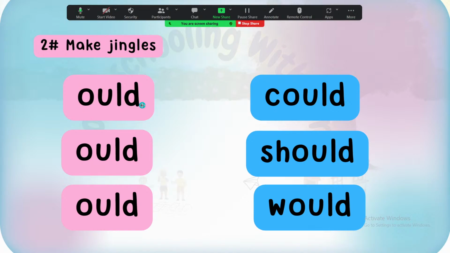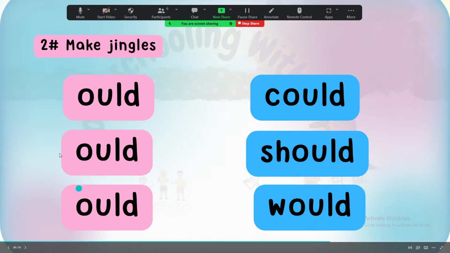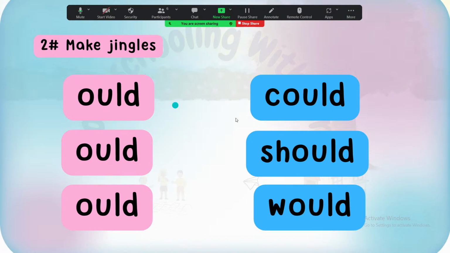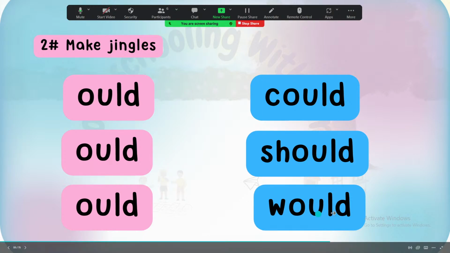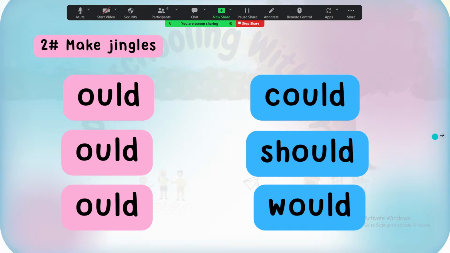O-U-L-D, O-U-L-D, O-U-L-D, O-U-L-D. If you give this rhythm, it will be in their mind. Then I just simply say, O-U-L-D could, sh, O-U-L-D should, wa, O-U-L-D would, could, should, would, right? So again, make jingles, make rhymes, however difficult the spelling is, give it any rhythm, and just chant them.